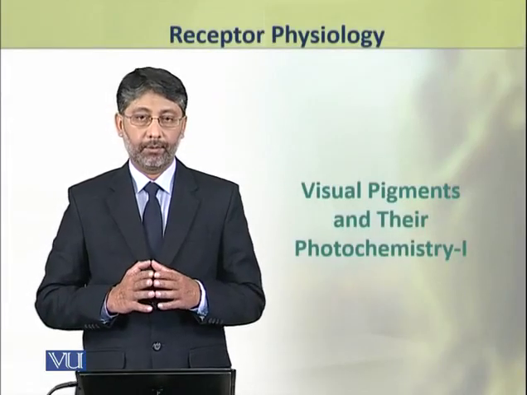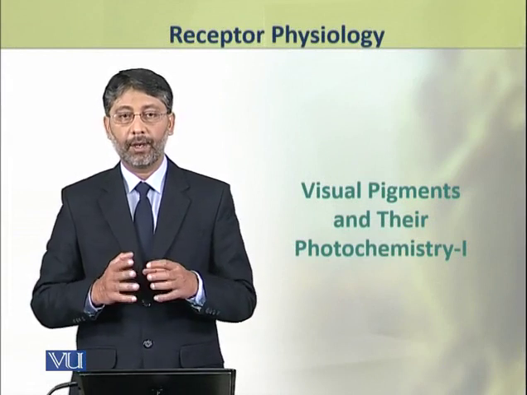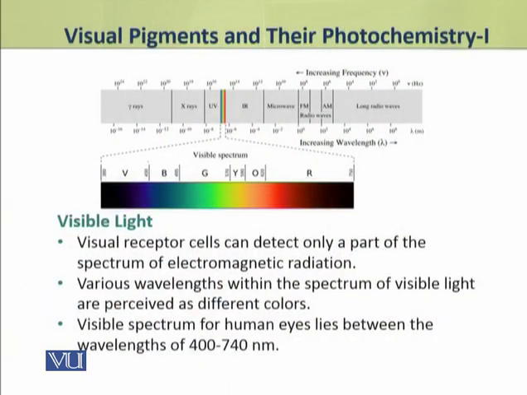Dear students, in this topic we shall discuss the visual pigments and their photochemistry. The visual receptor cells can detect only a part of the spectrum of electromagnetic radiations. ये जो electromagnetic radiations हैं इनकी बहुत सारी types हैं और इनका एक बड़ा high spectrum है. इसमें से एक थोड़ा सा portion है जो कि विजुअल रिसेप्टर सेल्स डिटेक्ट कर सकते हैं, जिसे हम देखना कहते हैं और ये देख सकते हैं.